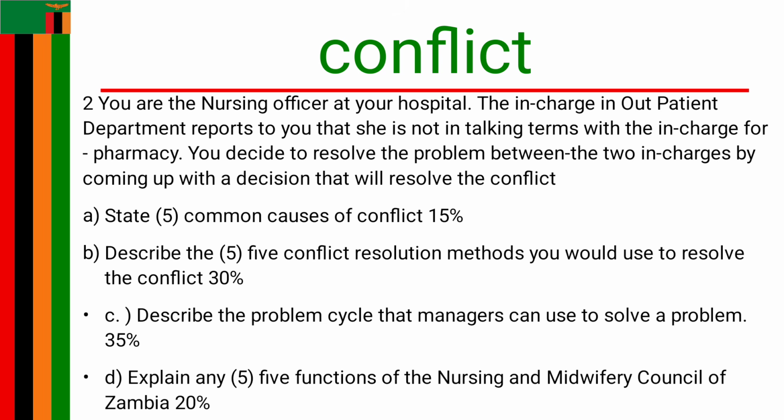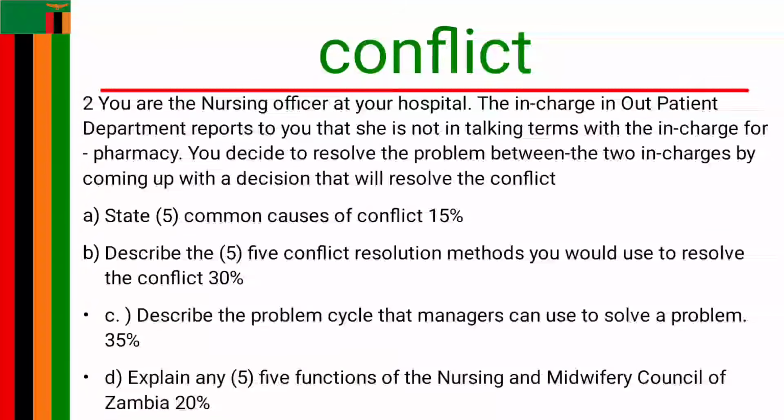Apart from that, perceived unfairness. And when we talk about perceived unfairness, this is where individuals feel unfairly treated or overlooked, and it can lead to resentment or even conflict at the workplace itself. So that is about question A. Question B is saying describe the 5 conflict resolution methods you'd use to resolve the conflict.